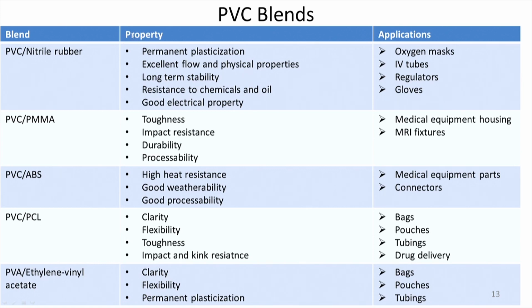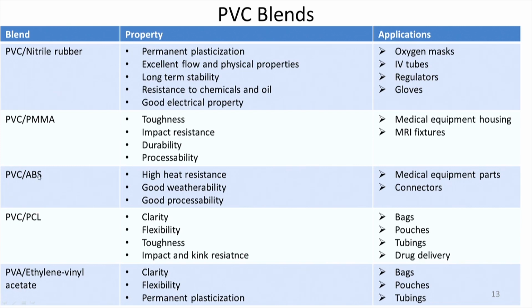PVC with PMMA gives you toughness, impact resistance, durability, processability. So, they are used in medical equipment, housing, MRI fixtures. PMMA has good toughness, PMMA is very transparent, it is widely used in dental application. PVC is very inert, okay, good lubricity. So, mixing them they are used in medical equipment.